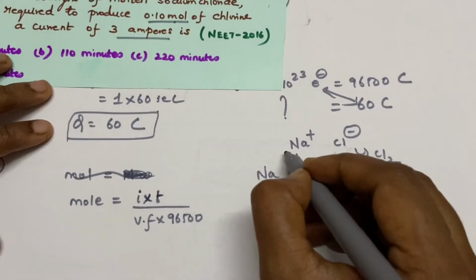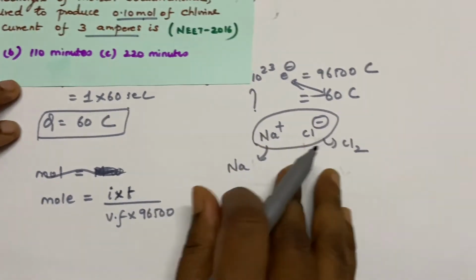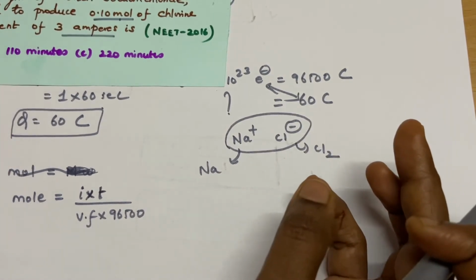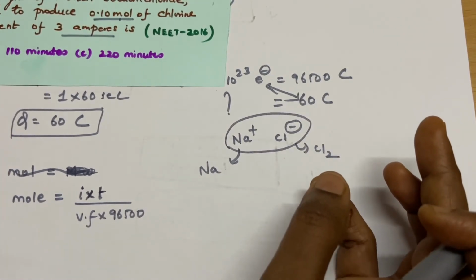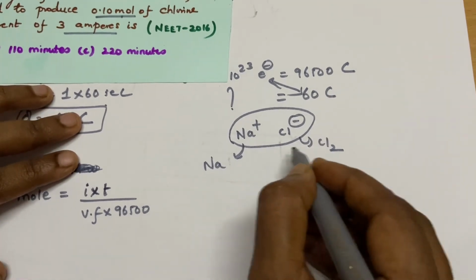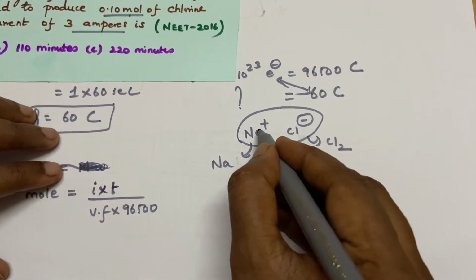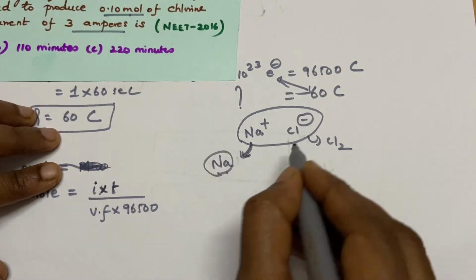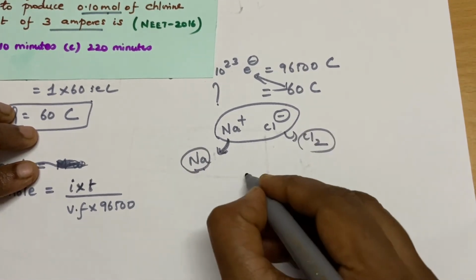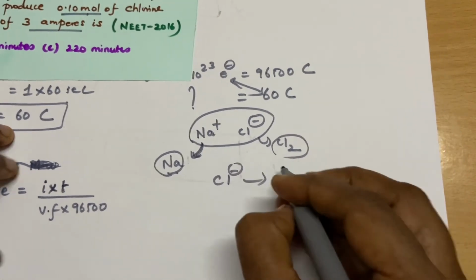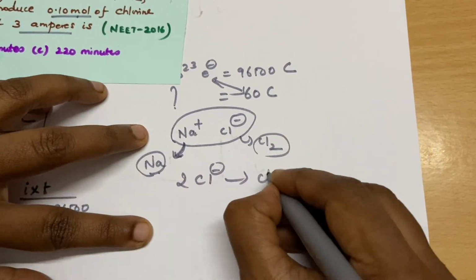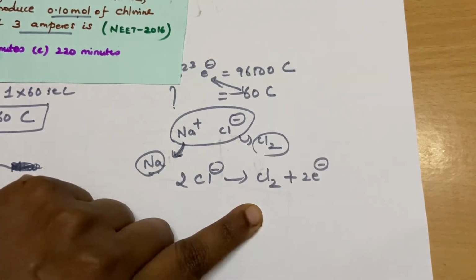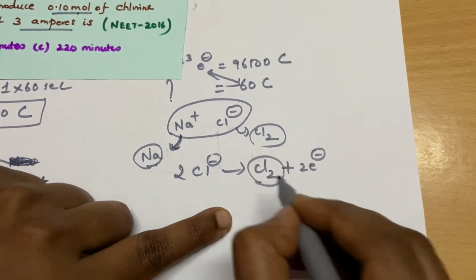So what is molten sodium chloride, students? It is without water, so it is melted sodium chloride. When you pass current through it, what happens? Na plus will get reduced to sodium and chlorine will get oxidized. So what is the equation? 2 Cl minus gives chlorine; this is an oxidation reaction. We are speaking about the chlorine gas.